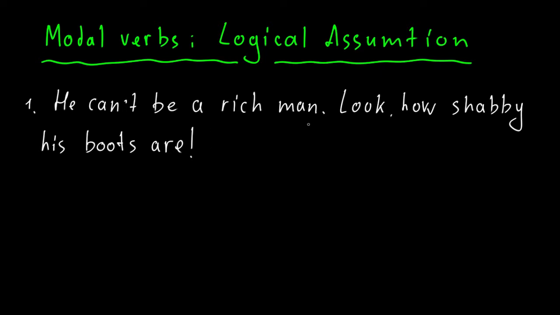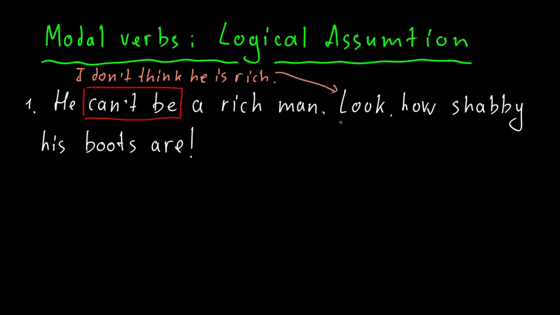Okay, let's take a look at this example. He can't be a rich man. Look how shabby his boots are. So here, I am especially interested in this thing here. Can't be, because this thing can't be. It is my logical assumption. In other words, I don't think he is a rich man, in my opinion. Moreover, my opinion has some foundation here. Look how shabby his boots are. This is my argument, if you will, in favor of my opinion that he is not a rich man.